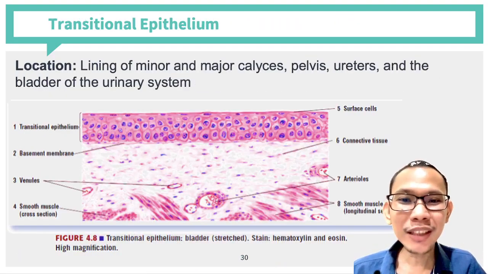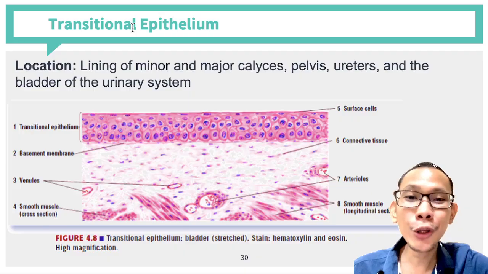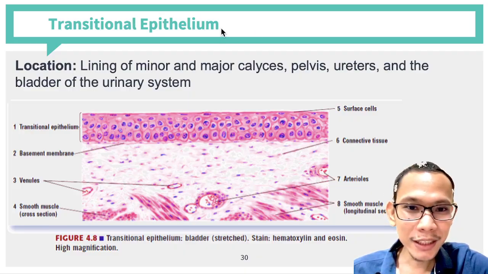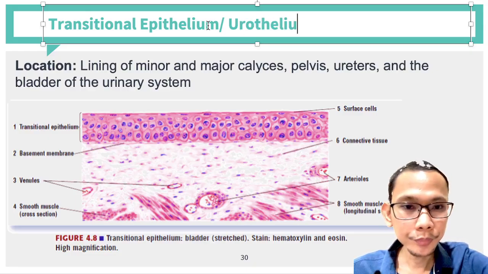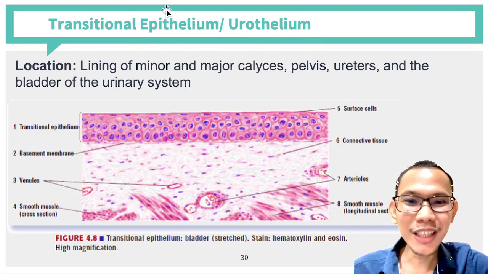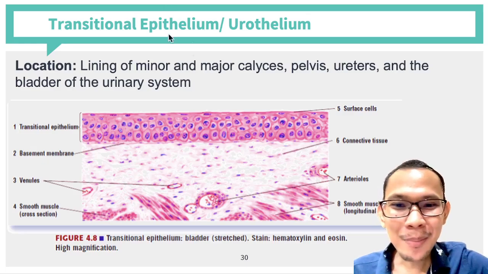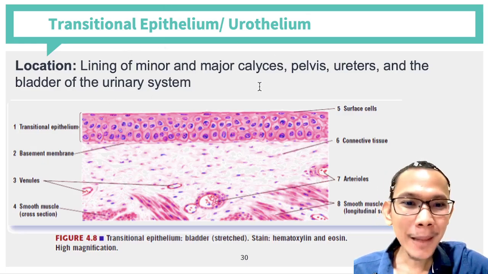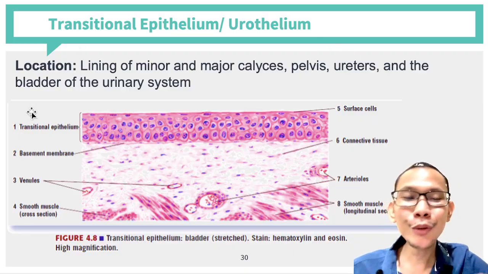And we have a special type of epithelium. This is what we call transitional epithelium or your urothelium. Let's write it here. Your urothelium. Now question. Your urothelium or transitional epithelium, where can we find that? Urothelium, urinary system. Just remember your urinary system. Minor and major calyces, pelvis, ureters, and again, bladder, urinary bladder.